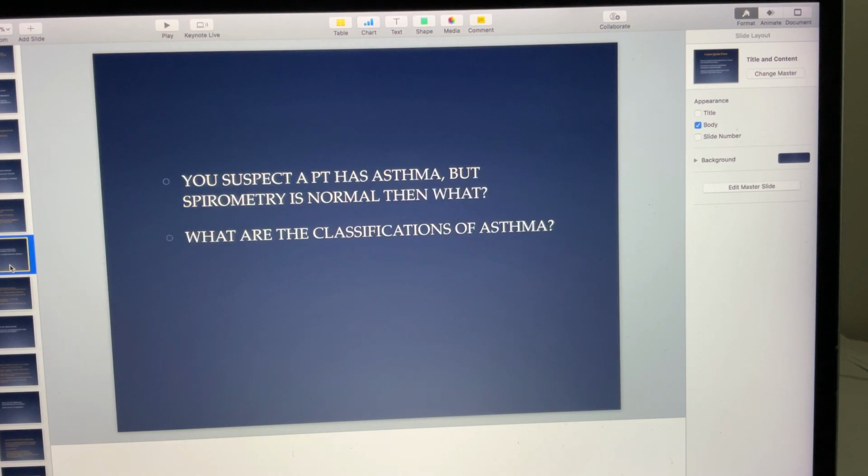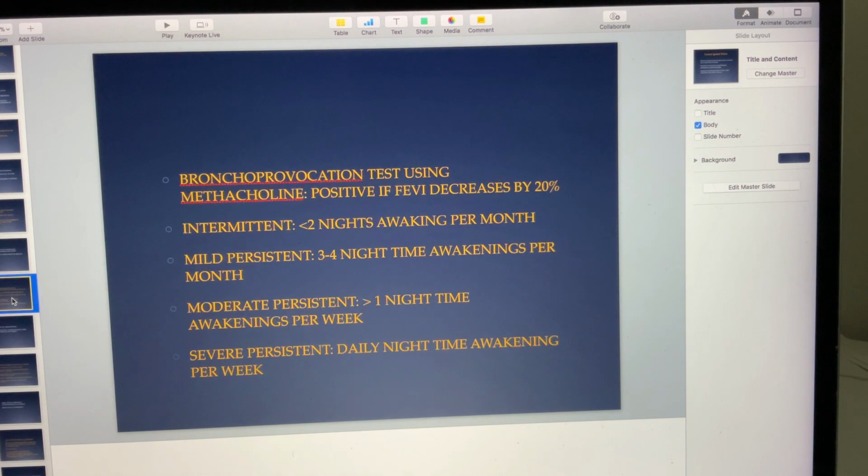You suspect the patient has asthma, but you do a pulmonary function test like spirometry and it's normal. What are you going to do? What are the classifications of asthma? So someone has asthma, but spirometry is normal. You want to bronchoprovoke this patient with methacholine. The test will be positive if FEV1 decreases by 20%.